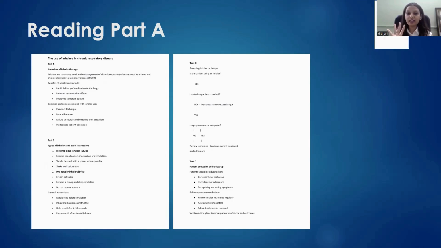You have four short texts A, B, C, and D, and you have three types of questions. You have matching the text, that means you will be given a list of questions or information, and you need to decide which text, A, B, C, or D, the information comes from, and your answer will be any one of them. Then you have short answer questions or sentence completion. For this, you just search, scan and identify the answers and write them accurately in a word or a short phrase.